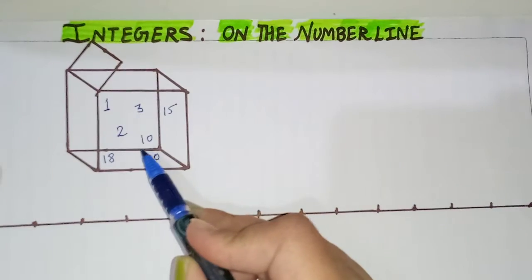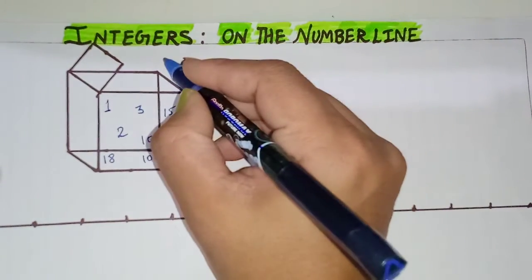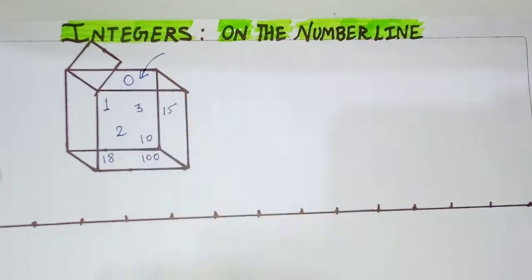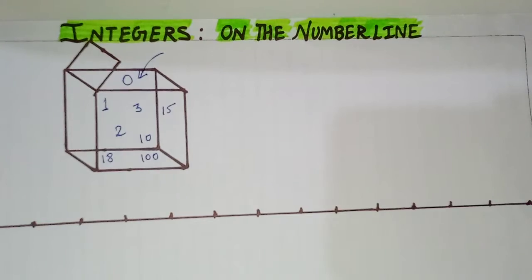If in this group of counting or natural numbers, I add 0, what will this group be called? Now this group will be called whole numbers. These numbers are whole numbers.